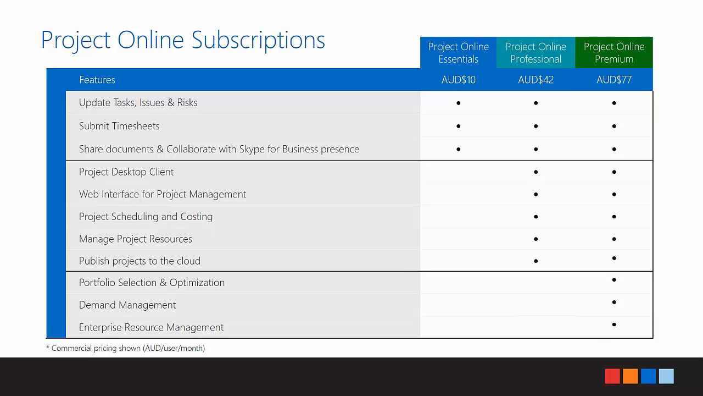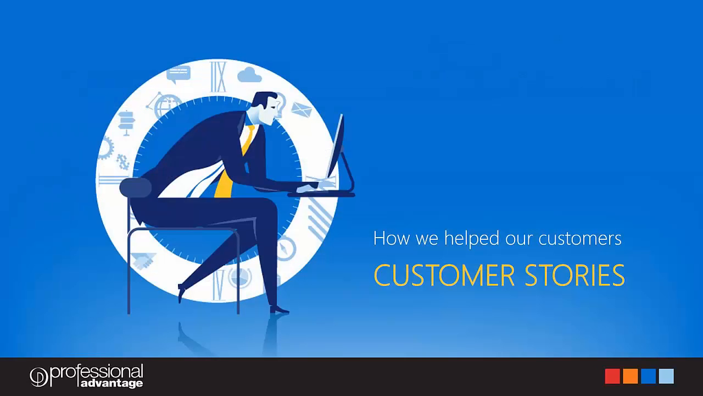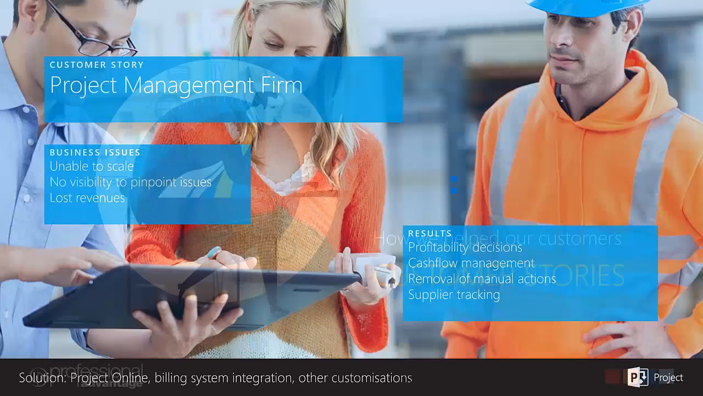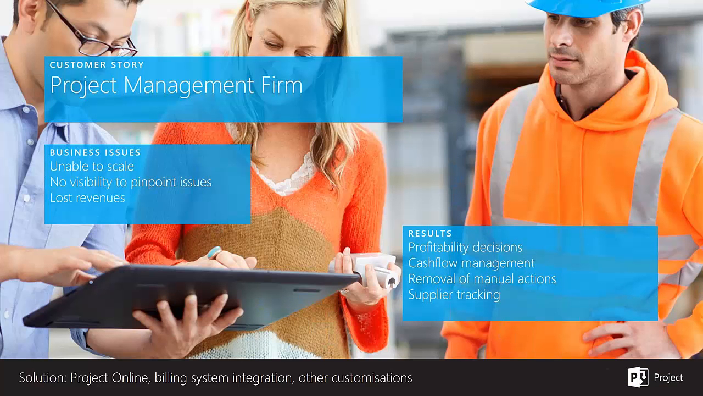Then finally you had Lynn. Now there won't be too many Lynns in every organisation, but she would suit the Project Online Premium profile. She's the one that approves the resourcing and looks after the enterprise resource management side of things. This should give you a rough idea on how much your organisation will actually spend in licensing. So now that you've got an idea on pricing, I want to talk about how we've actually helped our customers. The first example I want to take you through is a project management firm.